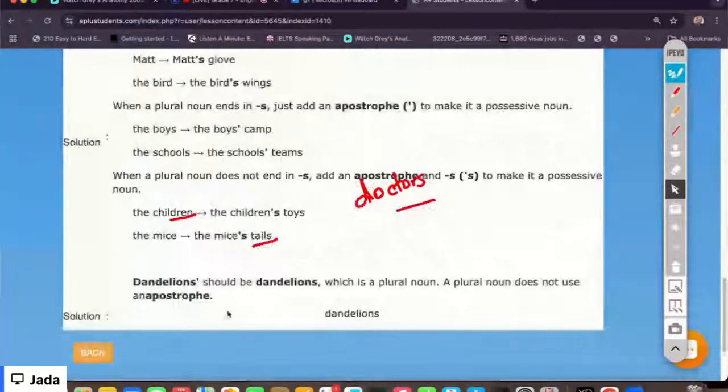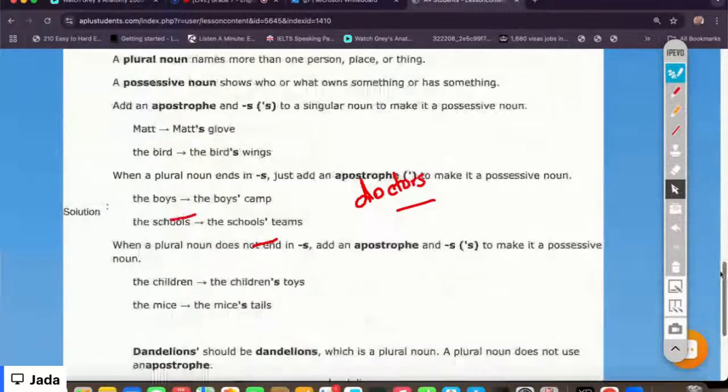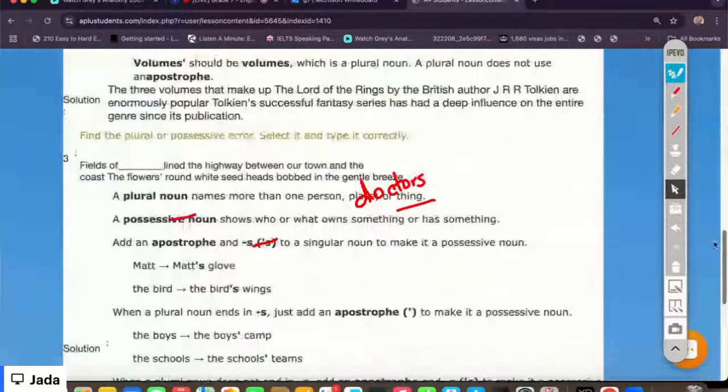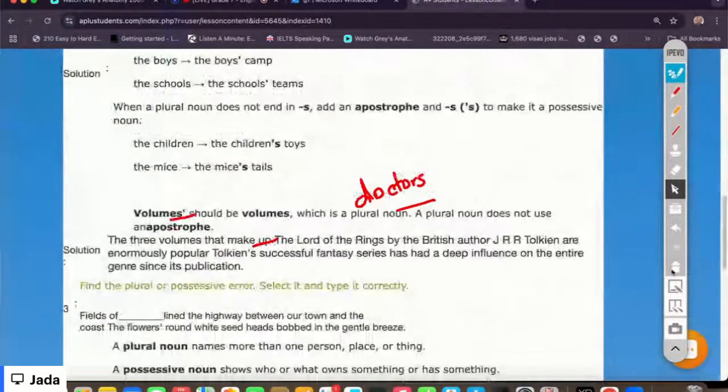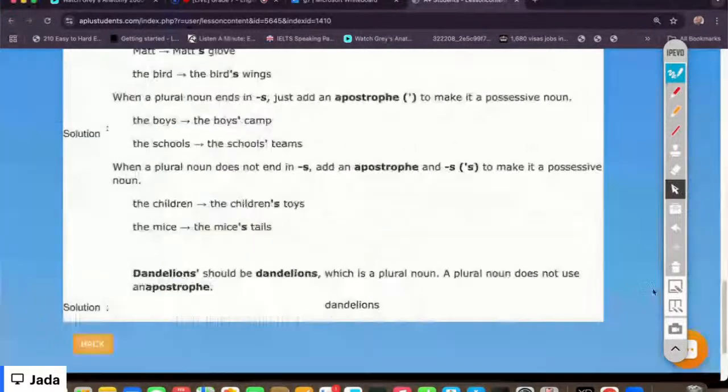Alright, so we have dandelion, which should be dandelions with s, plural. Does not use an apostrophe. So let's see. Okay, the question: Fields of dash line the highway between our town and the coast. The flowers' round white seed heads bobbed in the gentle breeze. So that's why we have here dandelions. Okay?